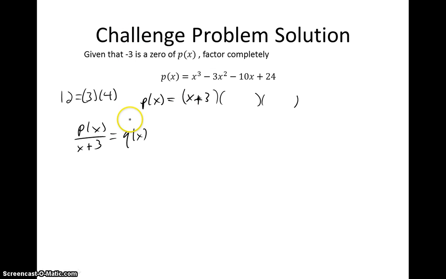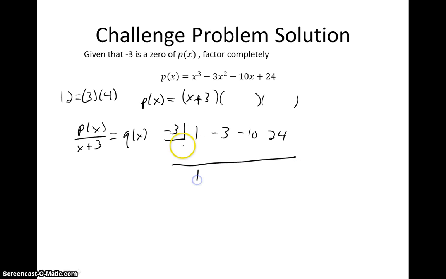Remember, that means that negative 3 is going to go into the box. We should end up with a remainder of 0, because we know that x plus 3 is a factor. Now I'm going to list out the coefficients of p of x, which are 1, negative 3, negative 10, and 24, and draw a line down here.